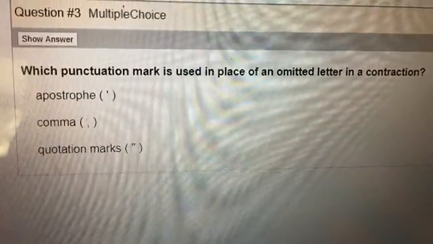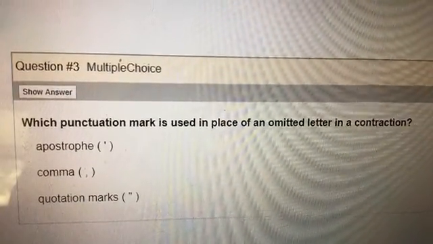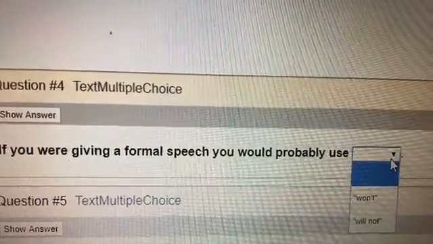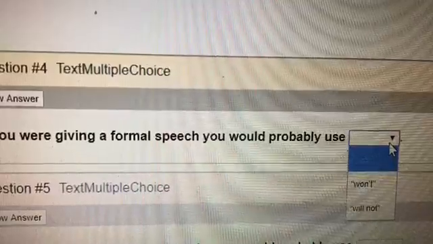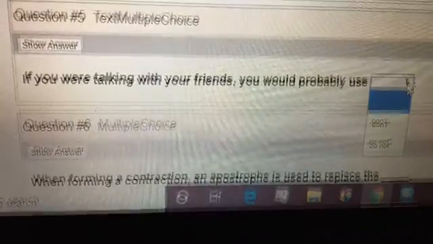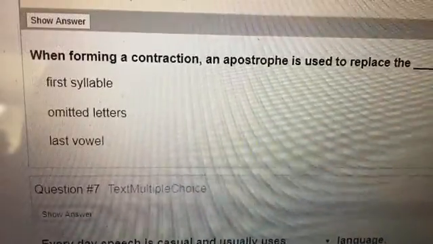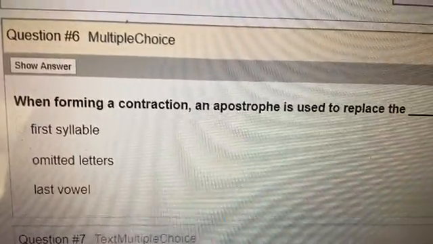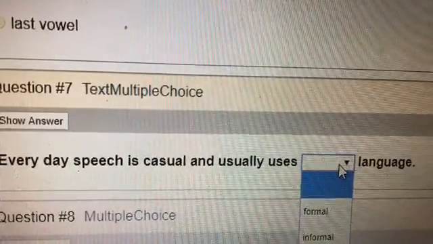Question 3. Which punctuation mark is used in place of an omitted letter in a contraction? Apostrophe, comma, quotation marks. Question 4. If you were giving a formal speech, you would probably use blank. Won't or will not. Question 5. If you were talking with your friends, you would probably use don't or do not. Question 6. When forming a contraction, an apostrophe is used to replace the first syllable, omitted letters, last vowel.